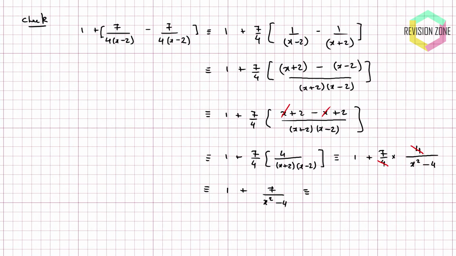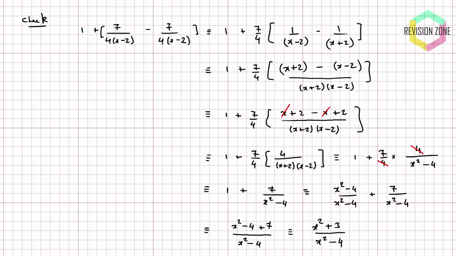So again, we take the common denominator of x squared take away 4, x squared take away 4. So the first thing I wrote down is now overall just 1. So we have that. And then finally combining this, we can say it's the same thing as x squared take away 4 plus 7 over x squared take away 4, which of course the minus 4 plus 7 is actually nothing other than plus 3. And here we have it, we get the exact same thing as the fraction that we started with. So again, this is perfectly sensible.